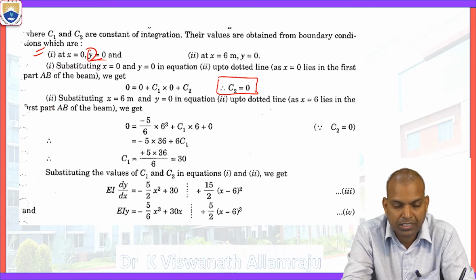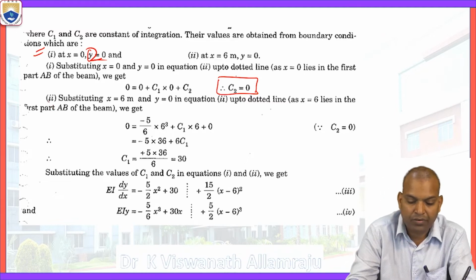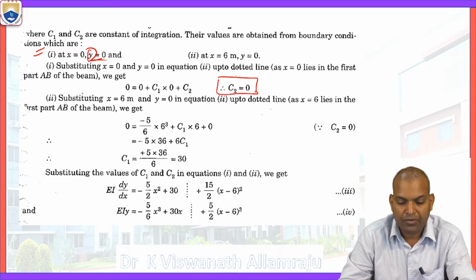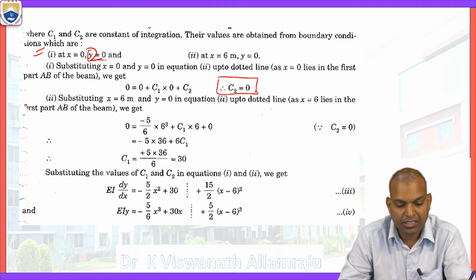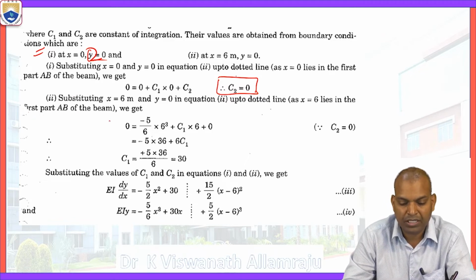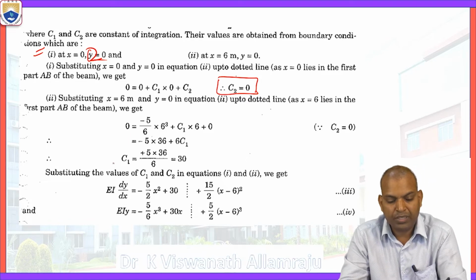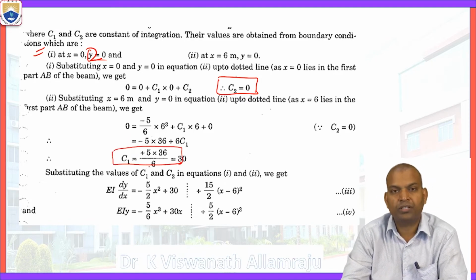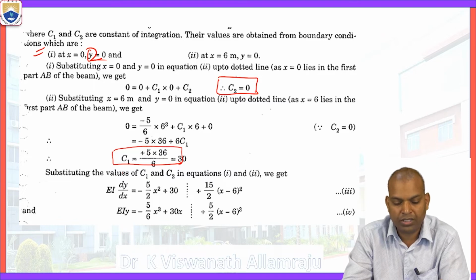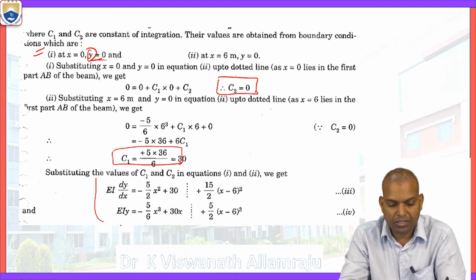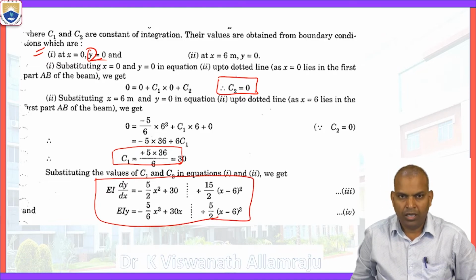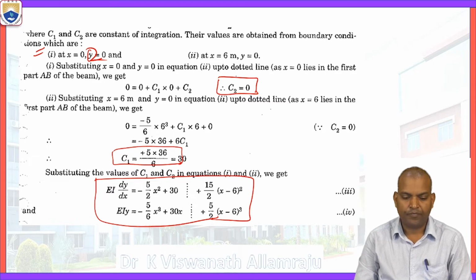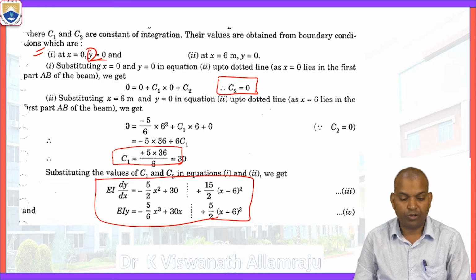Next, substituting the other boundary condition, that is x equal to 6 meters and y equal to 0 in equation 2, up to the dotted line. Up to what portion do we have to consider? We have to consider x equal to 6 meters, which lies in the first part AB of the beam. We consider the first part of the beam, then C1 equals 30. Substitute C1 equal to 30 and C2 equal to 0 in equations 1 and 2. Then the equations are the slope equation and the deflection equation. These equations 3 and 4 are very important.